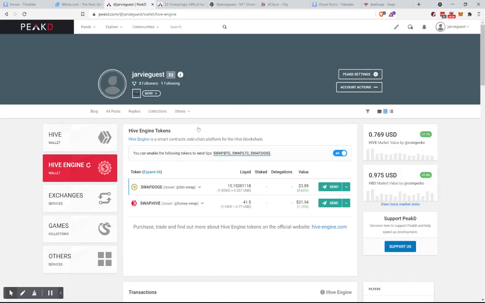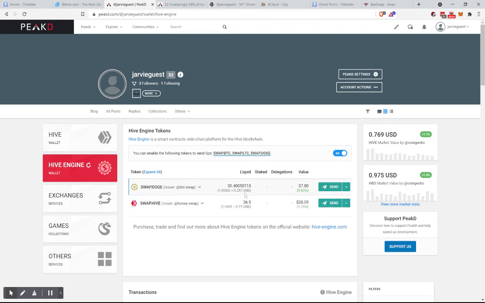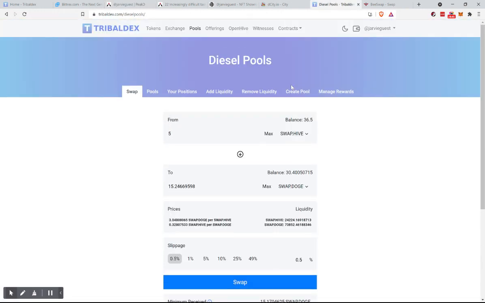So now we refresh this. How fast does it update? Boom. Done. That was very fast. We're going to have to exchange that at some point. That's 10 of our Hive locked up into Doge. What's next now? Transition into the game stuff? Yep, let's do it. So let's use some Hive to buy some game stuff.